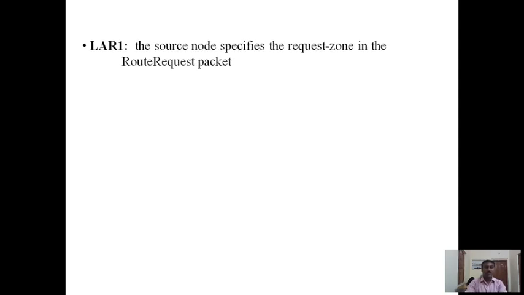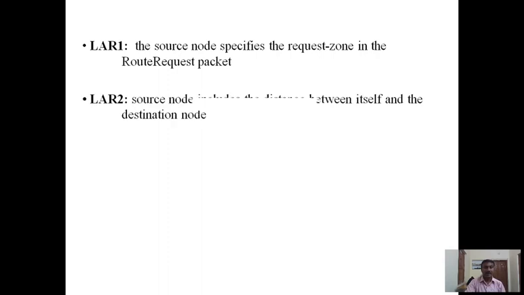In location aided routing, first, the source node specifies the request zone in the route request packet. Second, the source node includes the distance between itself and the destination also. So location aided routing contains 2 points. One is the source node specifies the request zone in the route request packet.